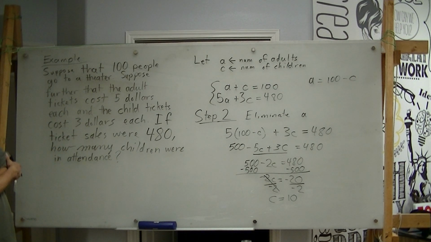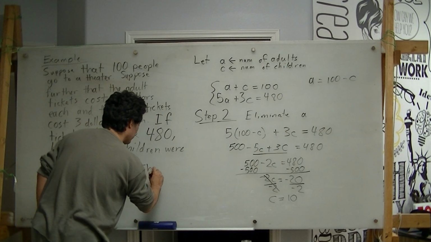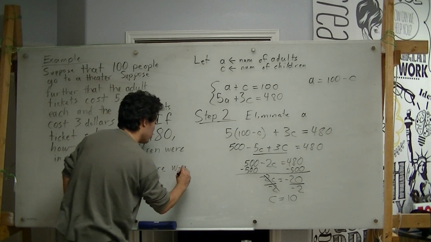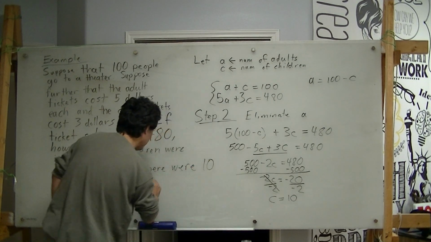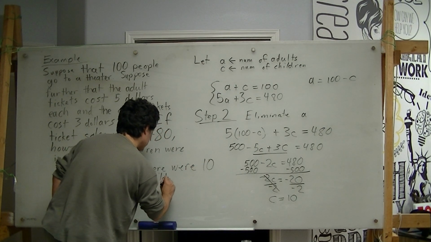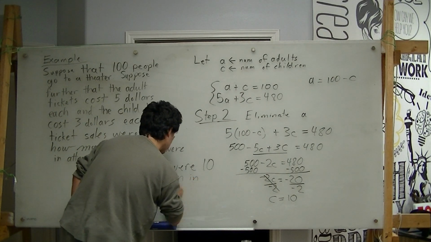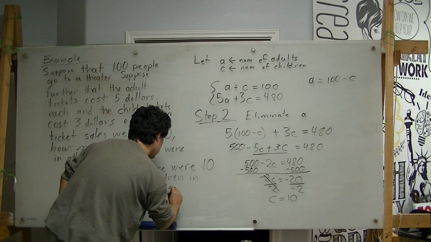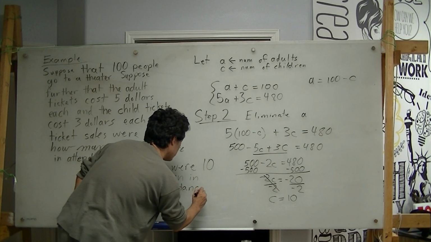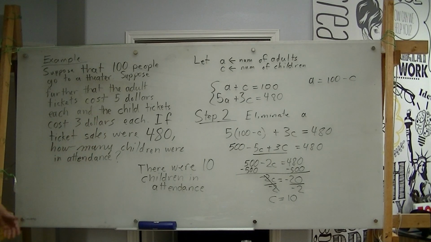So if I was going to present this as homework, I would write at the bottom a sentence that says, there were 10 children in attendance. And there we go. A second example showing the utility of a system of linear equations, as well as the technique that we can use to solve a system of linear equations.